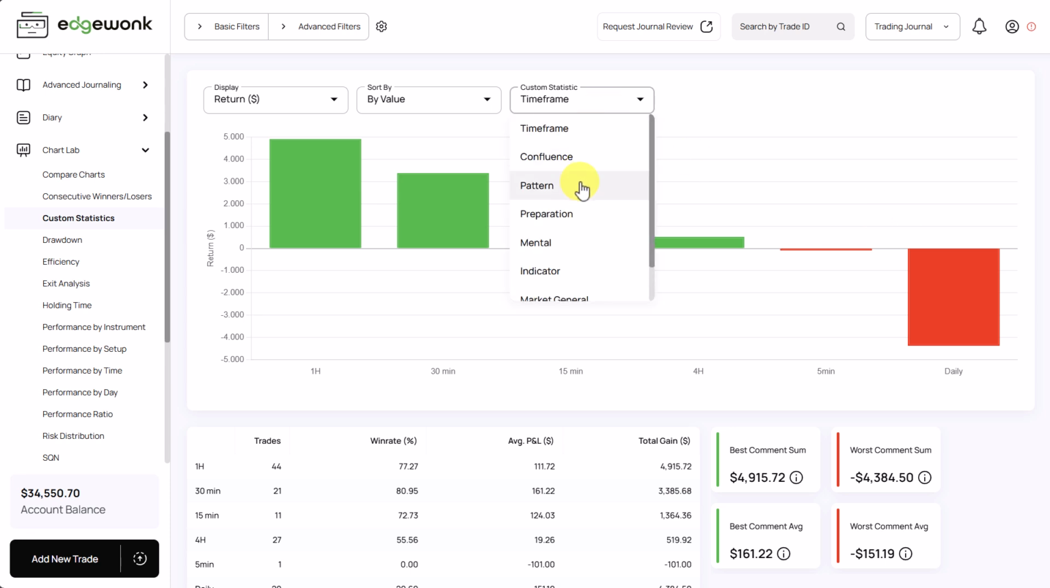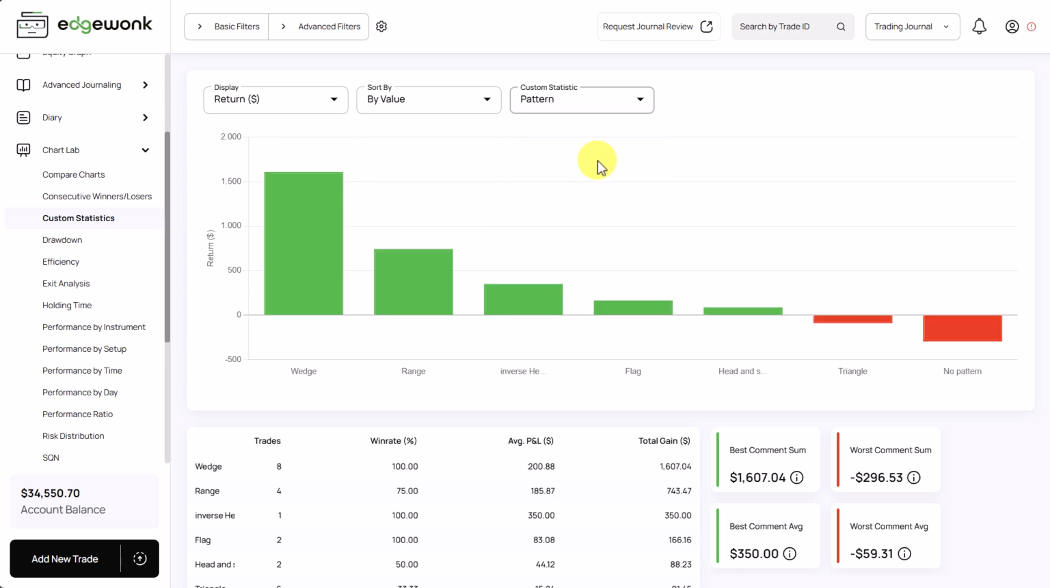We can also look at our other custom stats that we have used. For example, here now we are at the patterns. So the wedge pattern is working the best. The range pattern here is a close second, and you can very nicely compare the profitability of all your different custom statistics here.